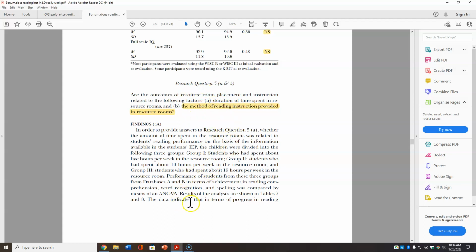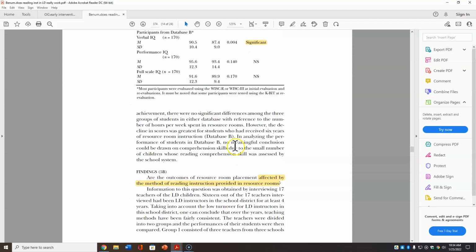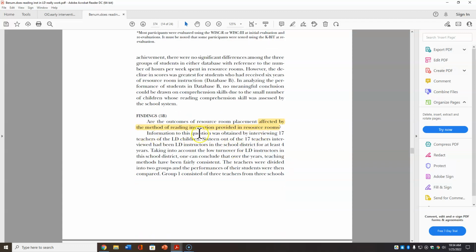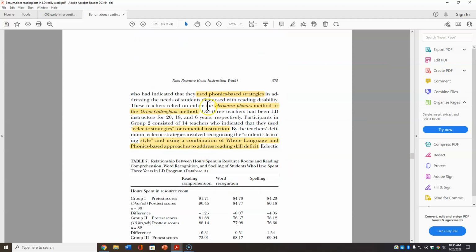All right, this looks at the duration of time, research question number 5, and the method. I'm really not that interested in duration of time, but I am interested in the method. Let's see what we can find out there, okay? The method of instruction. I'm interested in that. All right. Phonics-based strategies, all right. Herman Phonics and Norton Gillingham, we know both of these are programs that have absolutely no research base. They collect data, but they don't do research. Versus eclectic. And we don't really know what eclectic is.